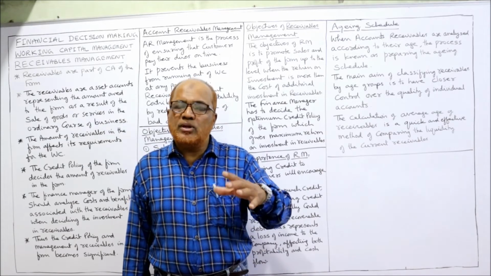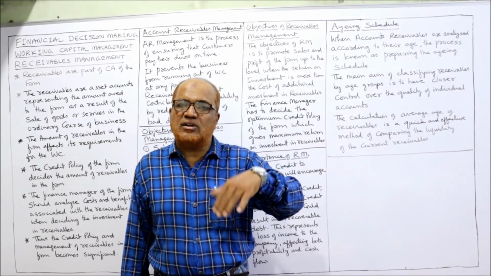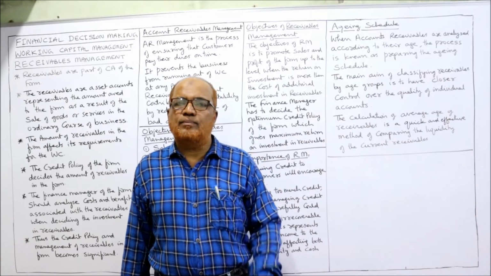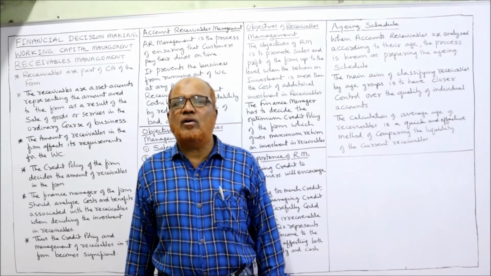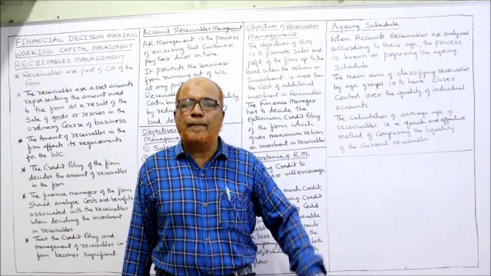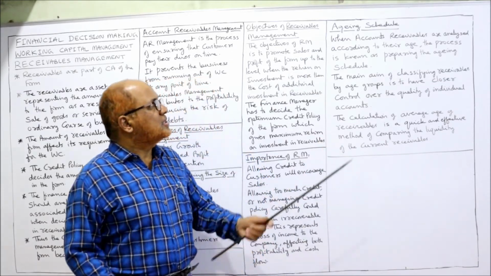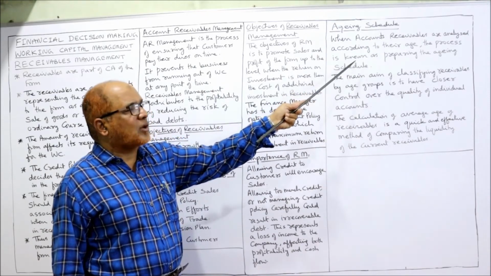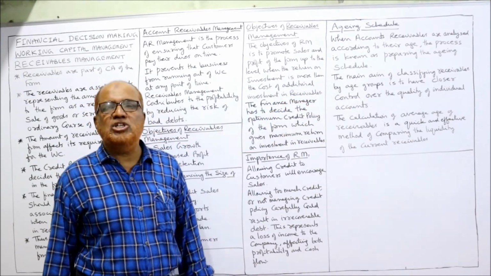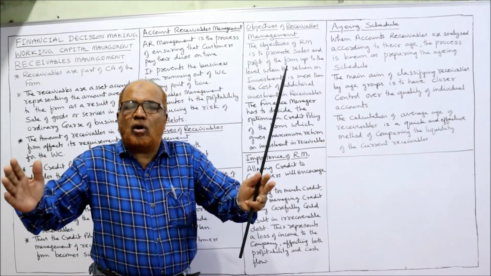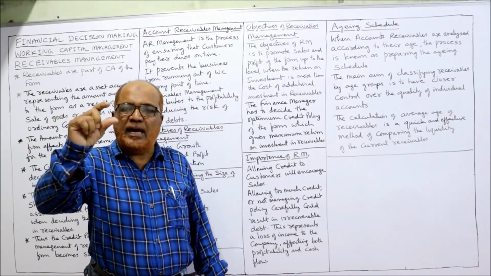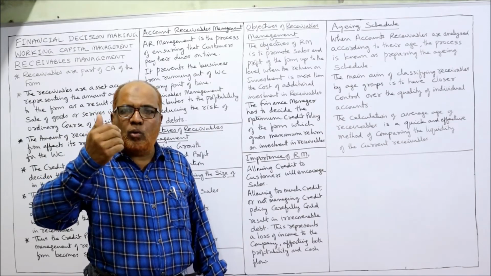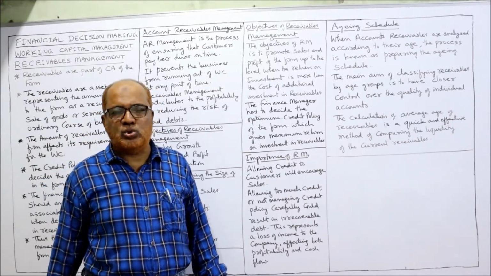That means how much money we can be able to receive from the receivables, to get a complete insight about the quality of the credit customers. We have to make the aging schedule. So when account receivables are analyzed according to their age, the process is known as preparing the aging schedule, classifying all customers according to their age. Age means time period. How much time period has been over since we have sold the goods?